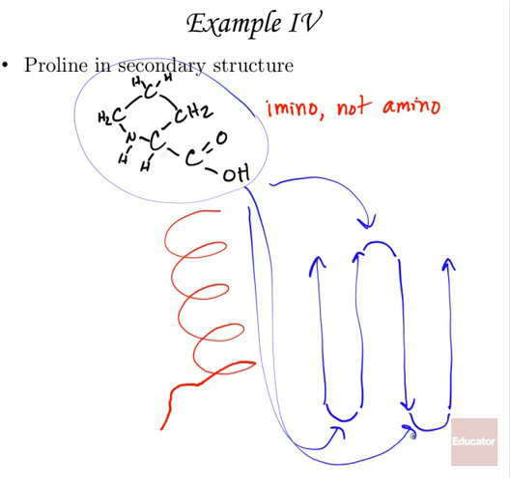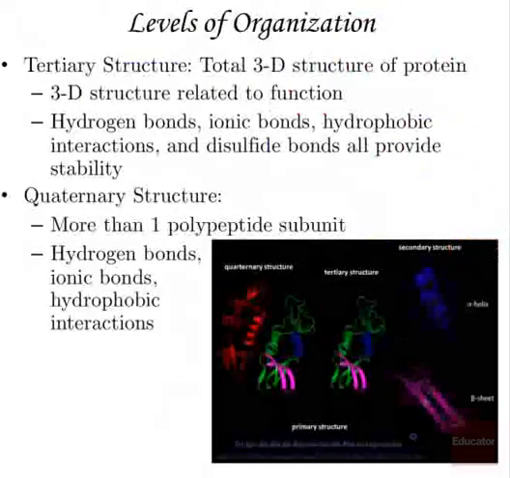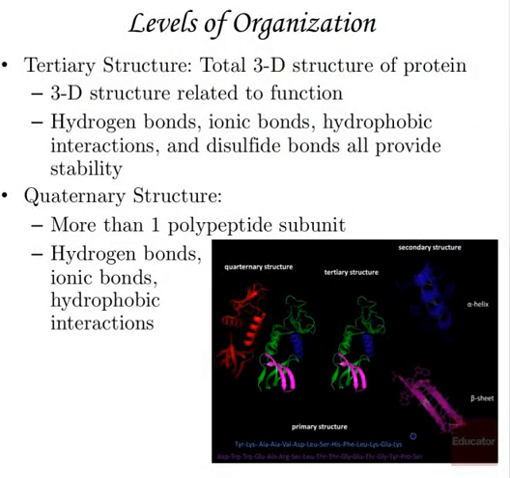Right? So this is important to know, that proline is not going to be found in alpha helices. To continue on our levels of organization, our tertiary structure. This is our overall 3D structure of a protein. All right? And what's important is that 3D structure is related to function.